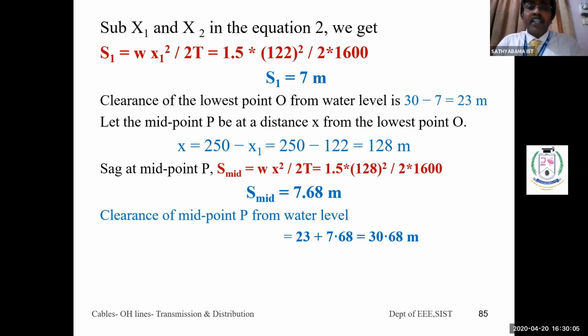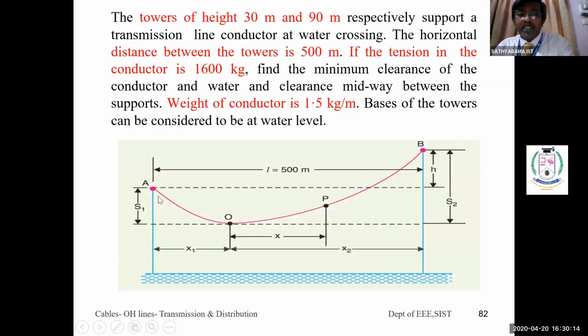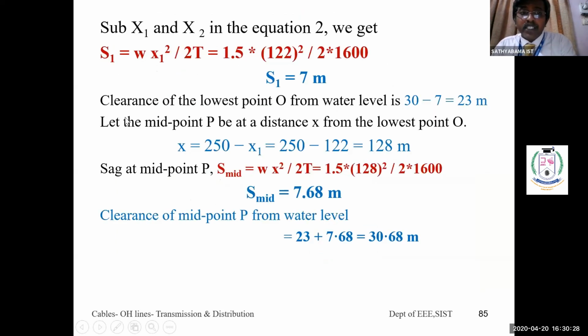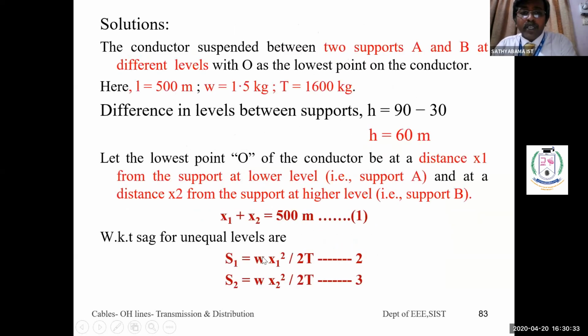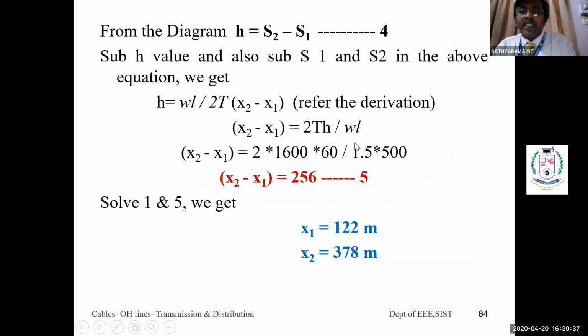But why do we not find S2 here now? They have given one important thing: the clearance of the lowest point O. Your lowest point O belongs to the A position. That's why we calculated only S1. Suppose if you want to calculate S2, no problem, you can leave it. So why are we considering only S1 in this problem? According to the question, please listen: clearance of the lowest point O. The lowest point O belongs to pole A. That's why we are considering only that S1.